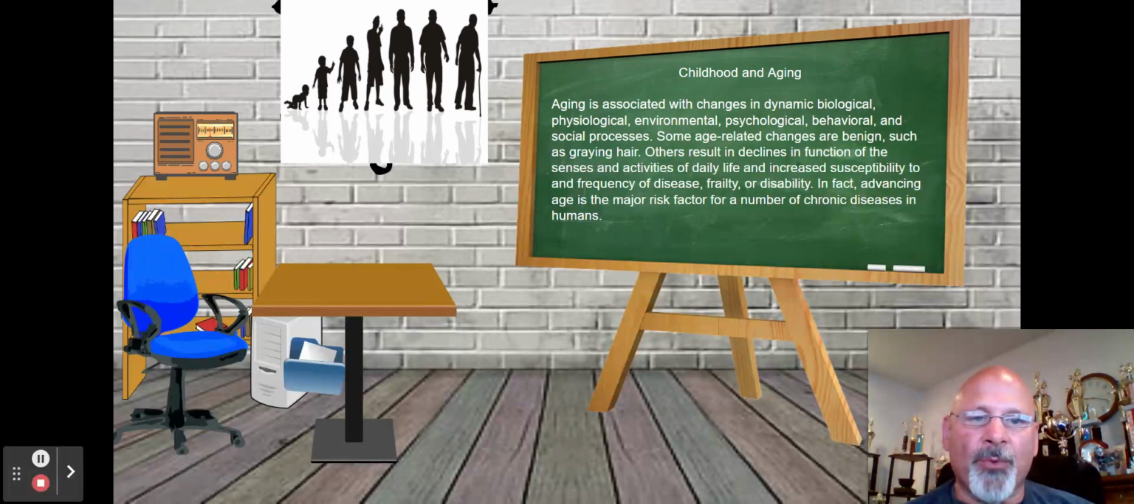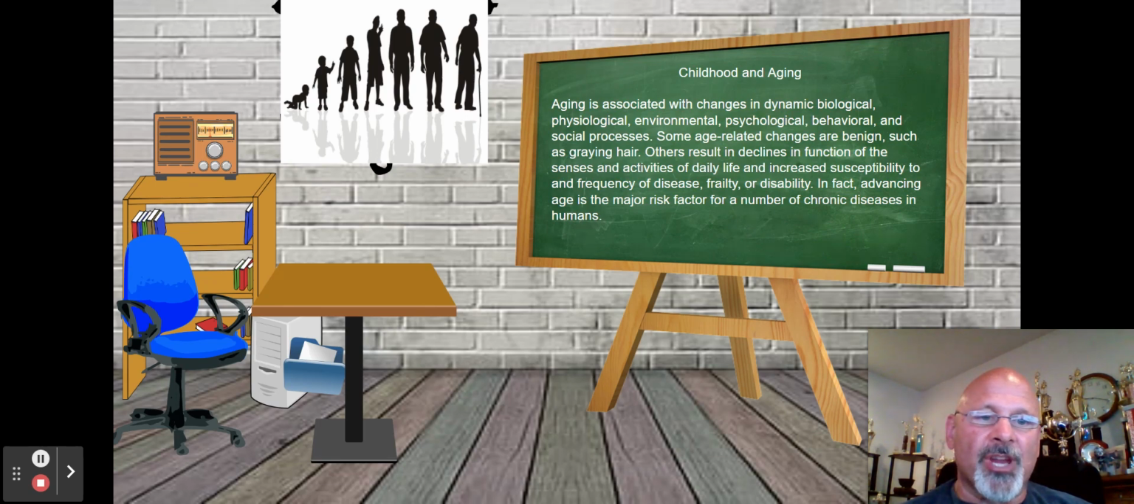Hello, everyone. Today we are going to look at childhood and aging as we complete the Human Development Unit. Aging is associated with changes in a dynamic biological, physiological, environmental, psychological, behavioral, and social process. Basically, what that means is it's complex.